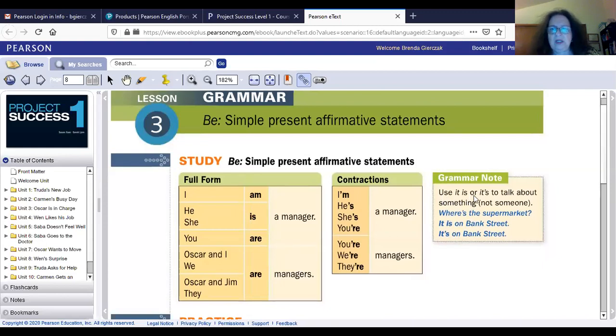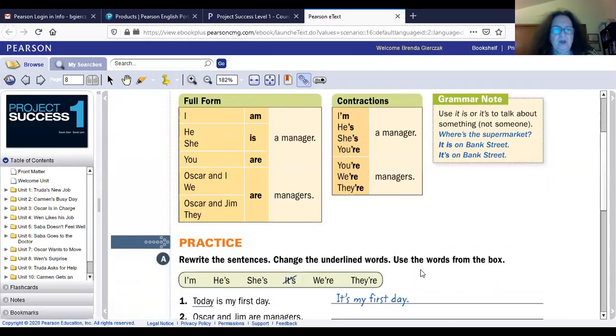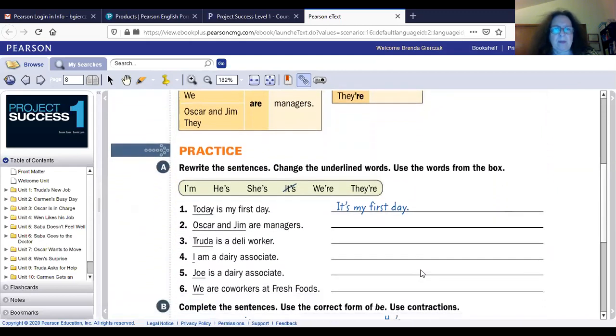So one little note here about using the word it. Use "it is" or "it's" to talk about something, not someone. For example, where's the supermarket? It is on Bank Street, or it's on Bank Street. So let's go down to practice.